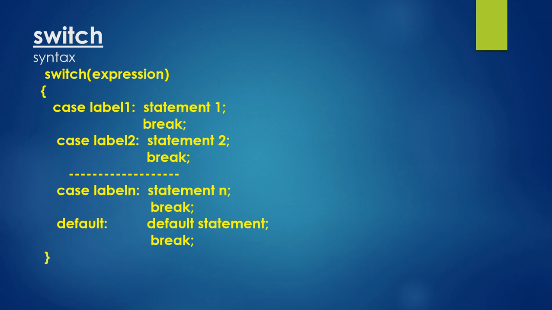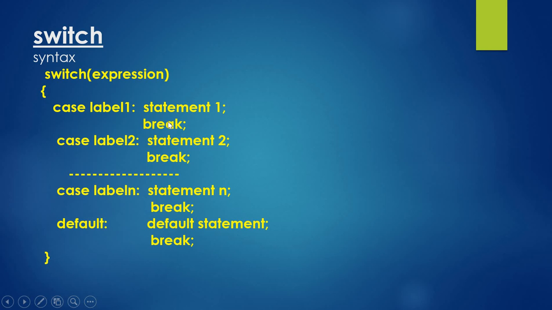Instead of writing else if, we can write like this with case. With a case we can write this switch statement. You can consider one example. If all of these conditions are wrong, then this default statement will execute.